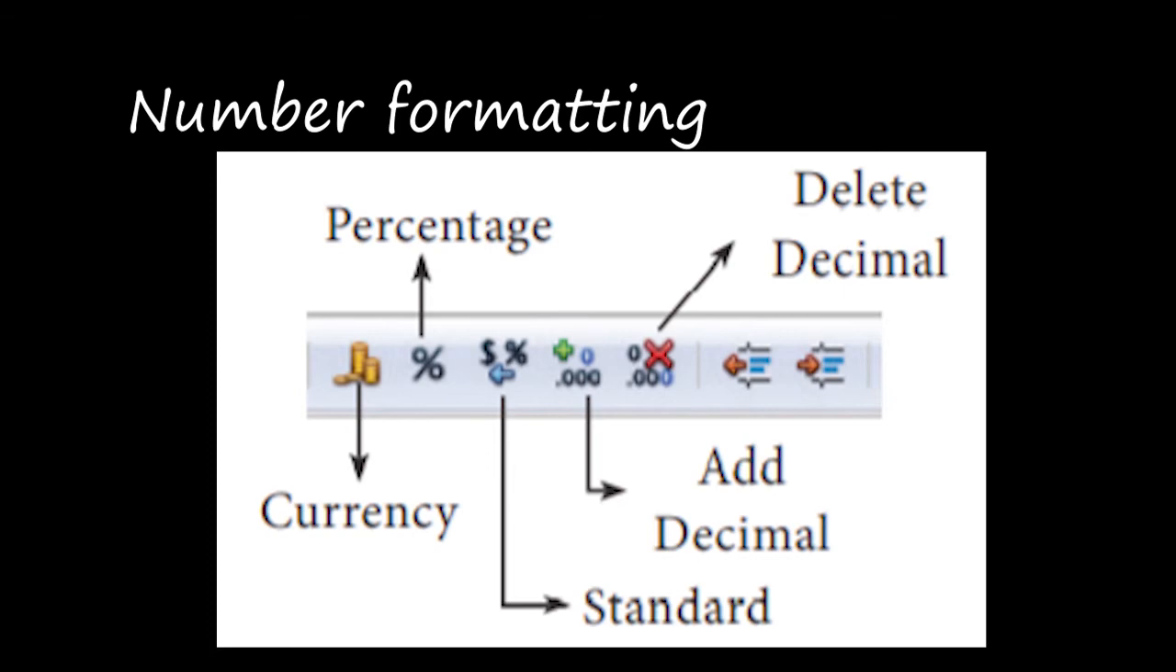Here, if you see in this diagram, in this formatting toolbar, the first one is currency, the next one is percentage, the next one is standard, and the next ones are add decimal and delete decimal. Right? For number format, for currency the keyboard shortcut is Control Shift 4. You have to press Control Shift 4 at the same time. For percentage, press Control Shift 5. For standard, press Control Shift 6. Okay. Are you clear on the keyboard shortcuts for number format?